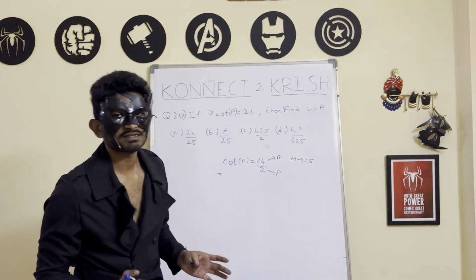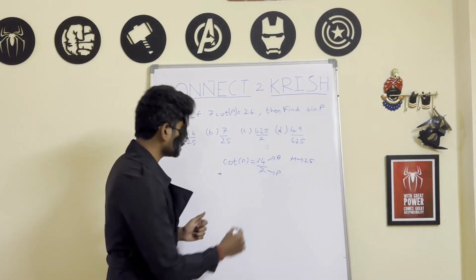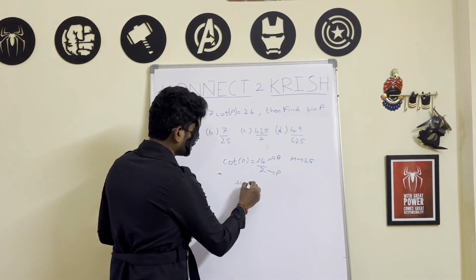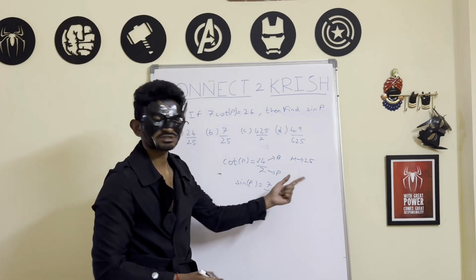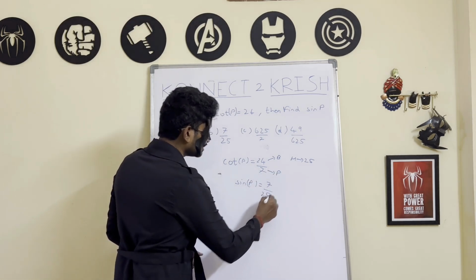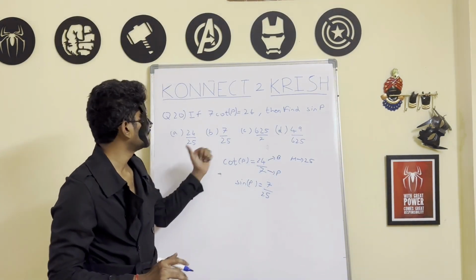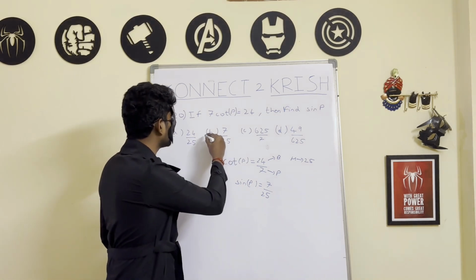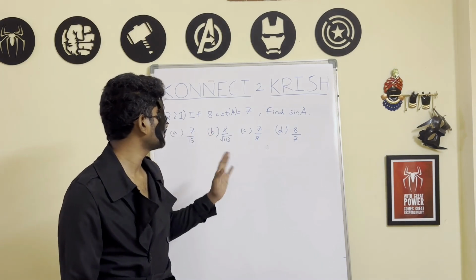So what is sine? I already told you sine is nothing but perpendicular by hypotenuse. So here sin P will be nothing but perpendicular, which is 7, by hypotenuse, which is 25. So 7 by 25. You need not draw the diagram in exam, directly you can do it this way. The answer is nothing but B, 7 by 25. So superhumans, next question is, if 8 cot A is equal to 7, find sin A.